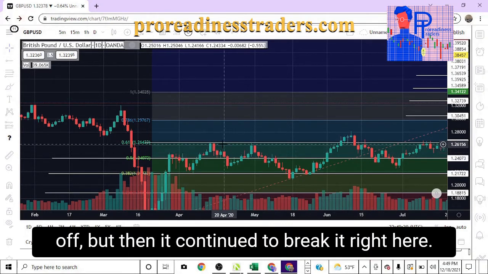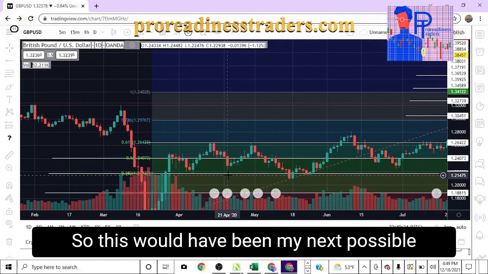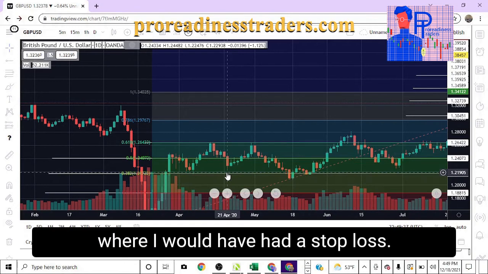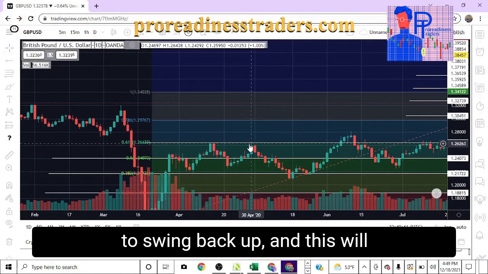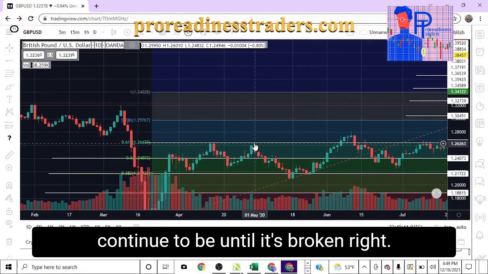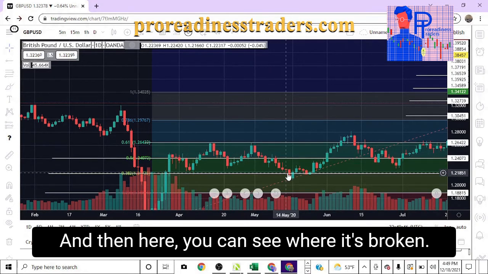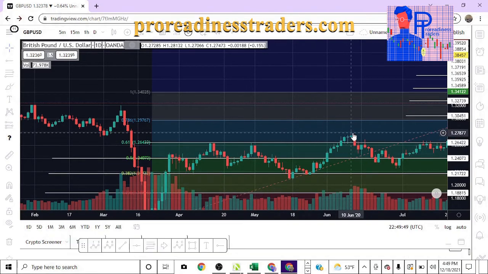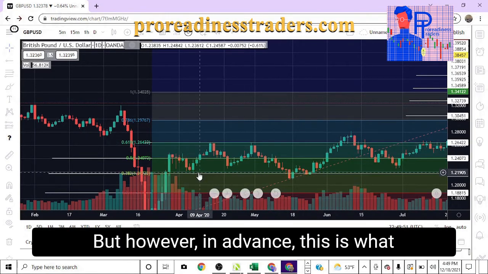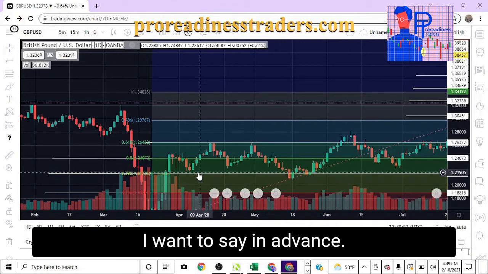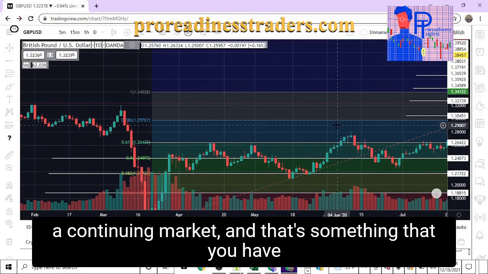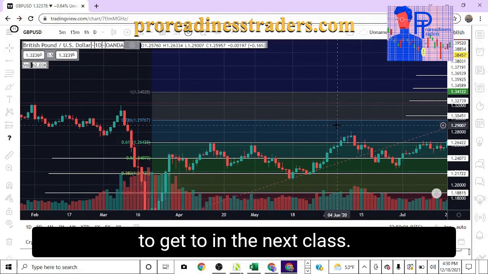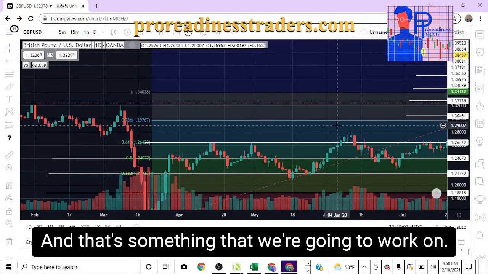Looked like it tried to take back off, but then it continued to break it right here. So this would have been my next possible stop loss. However, it didn't touch there. It continued to swing back up. And this would have continued to be until it's broken, right? And then here you can see where it's broken. But however, in advance, this is what I want to say. In advance, you would have known whether or not this was a continuing market. And that's something that you have to get to in the next class. And that's something that we're going to work on.